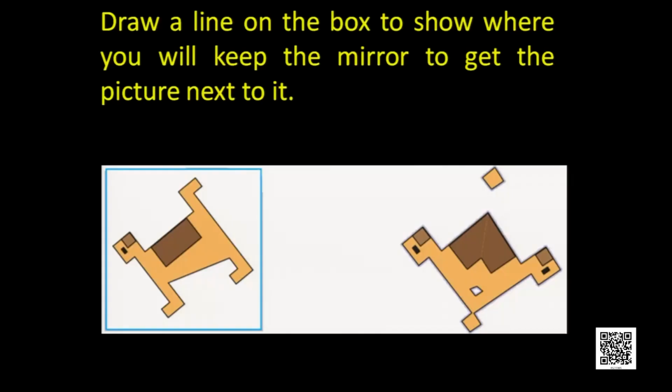Now we have to draw a line on the box. You see in the left side there is a box to show where you will keep the mirror to get the picture next to it. Now you see I am moving the mouse, you see the arrow, here there is a square. So, how will you get a square? You see this is the tail part. So, if I draw a line here, you see the movement of the arrow, I will get a triangle. Suppose this triangle, its image will be a triangle definitely. If two triangles are joined together, I am getting a square.